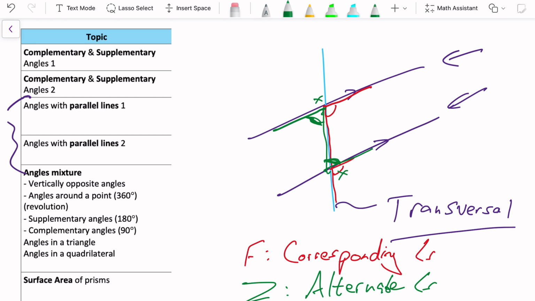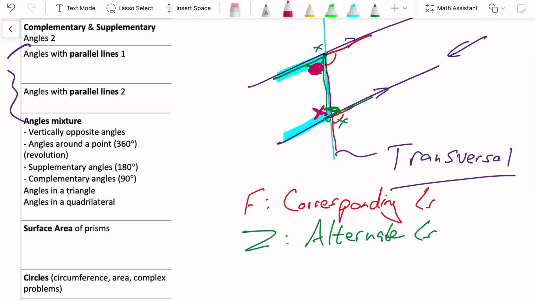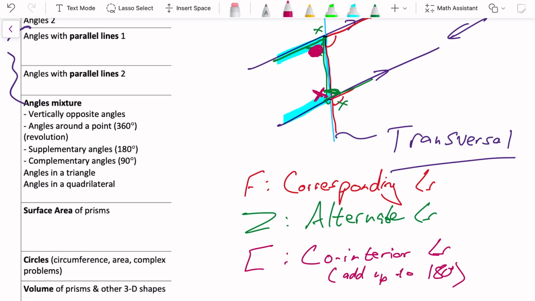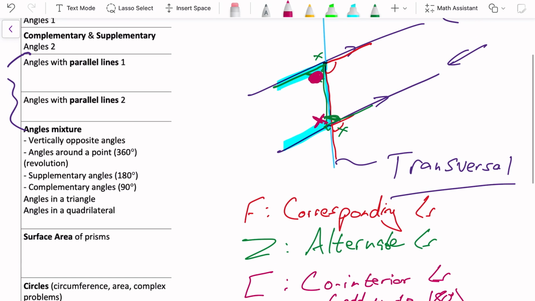And then finally we get the C shape. I'll use a highlighter, this one. So the x is not equal to that blobby circle, however they are supplementary. Okay, and we call the C shape co-interior. Corresponding or equal, alternate or equal, co-interior add up to 180.